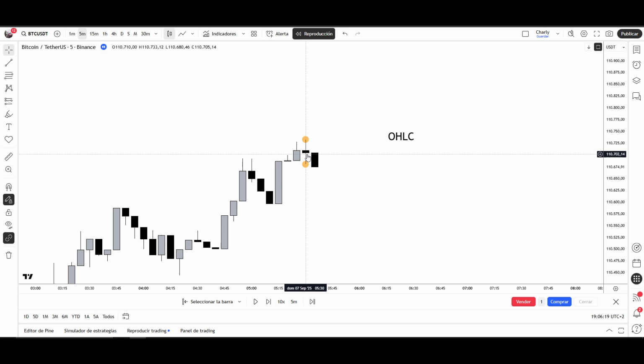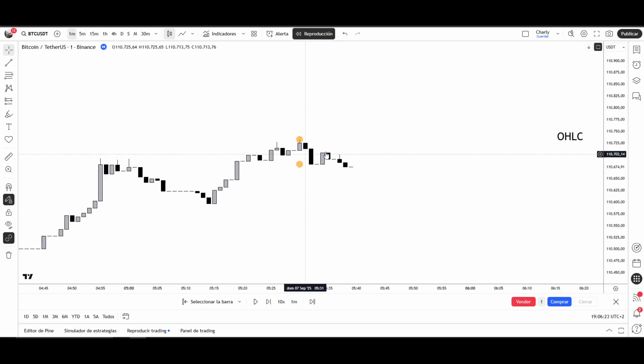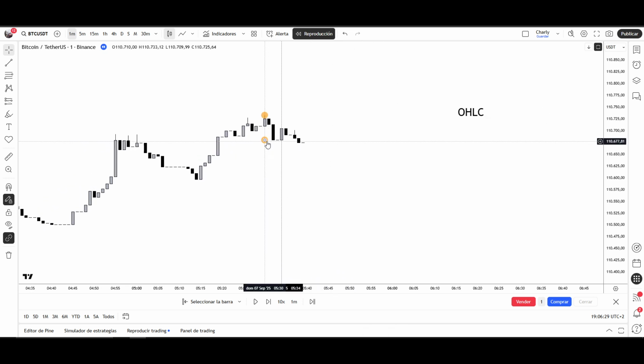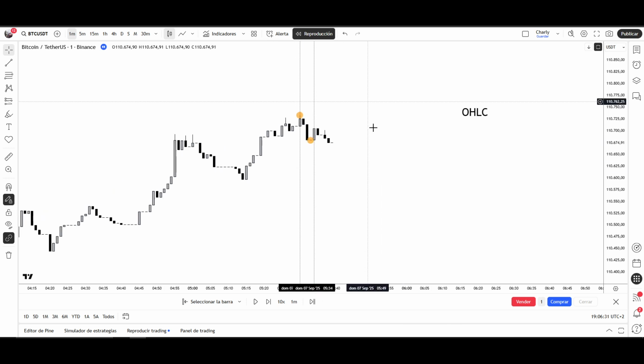This is the candle from 5:30 until 5:34. So we can go to the 1 minute from 5:30 to 5:34. In this case, we see that the rule is followed. Again, bearish candle first makes the high and then the low.